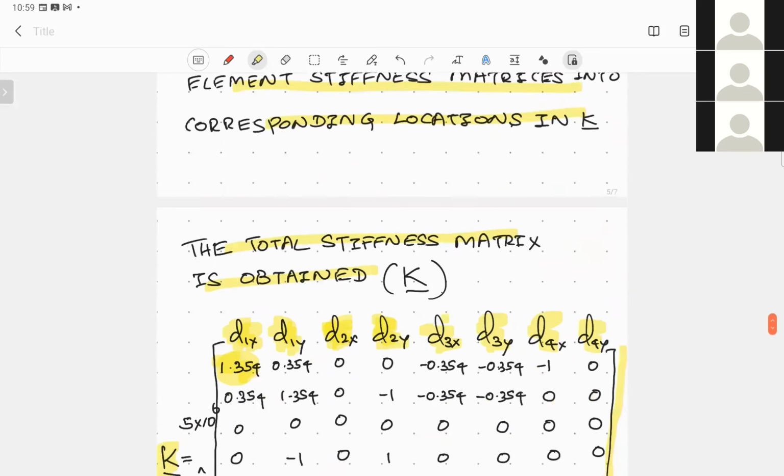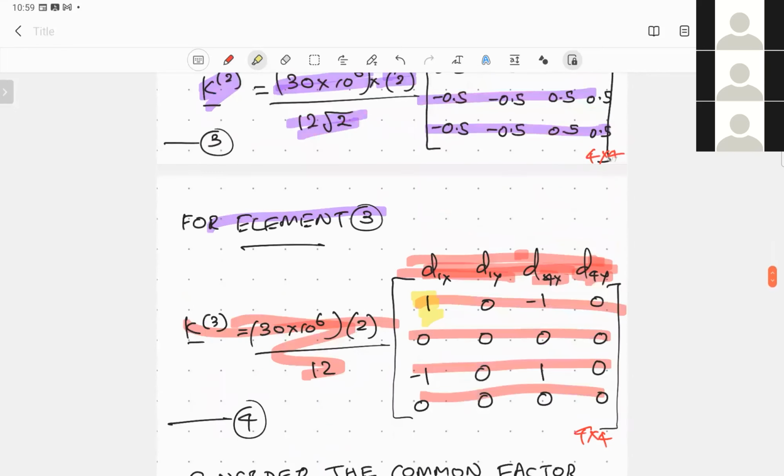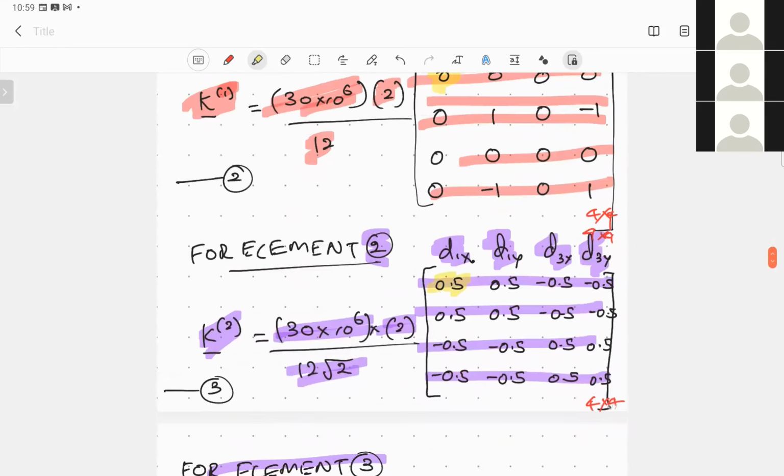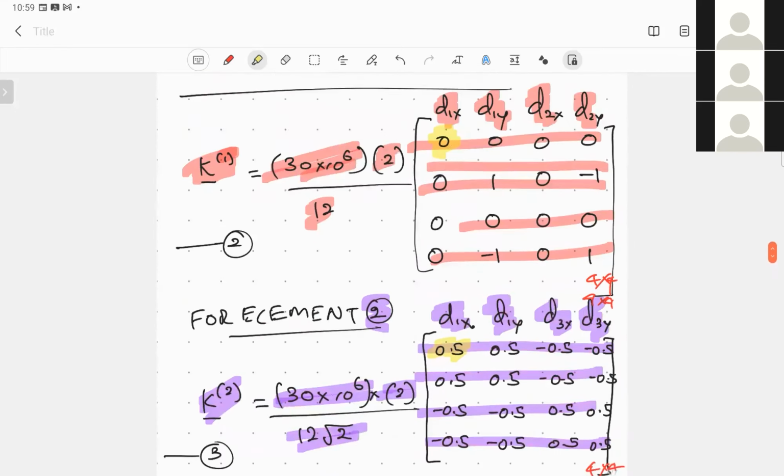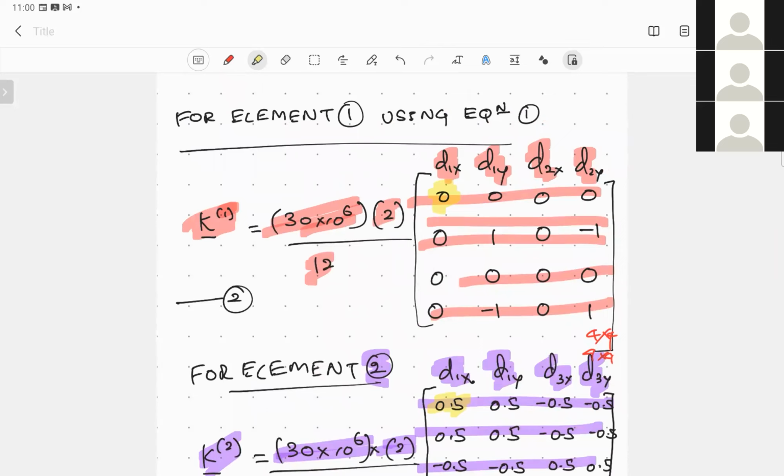Did I miss one thing? D1x, d1x. Assume it to be 1 point.